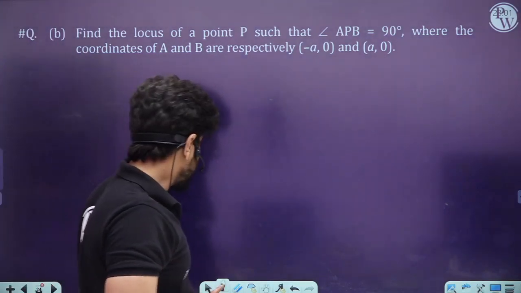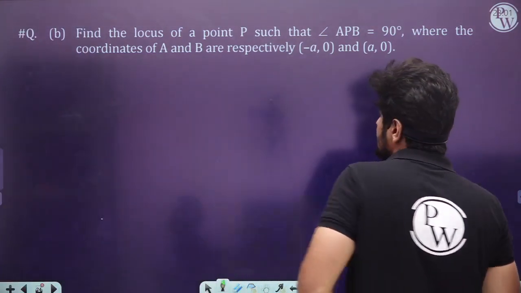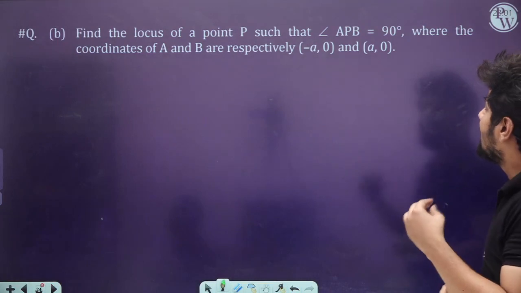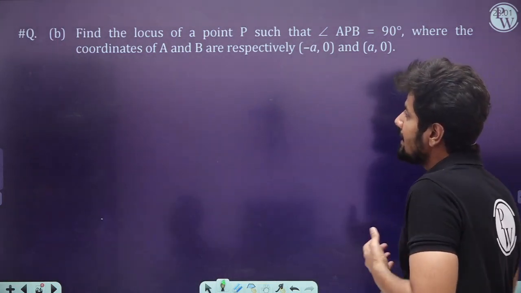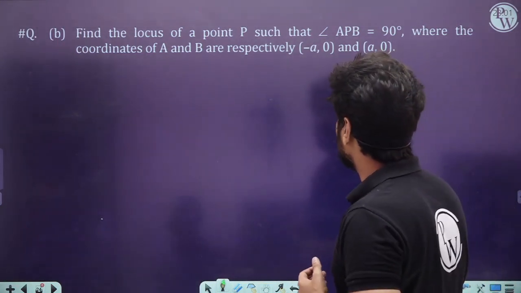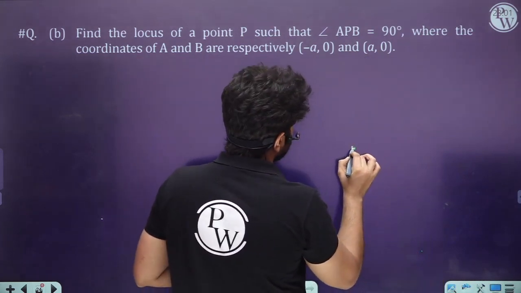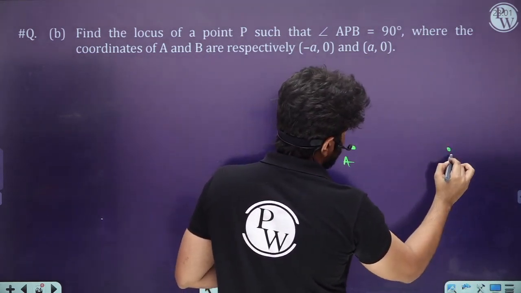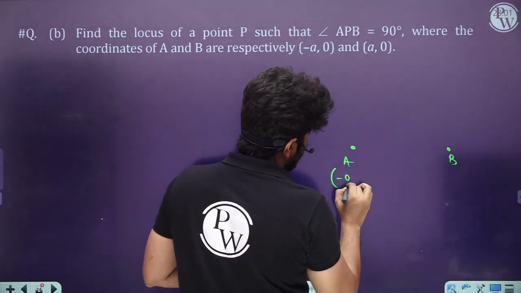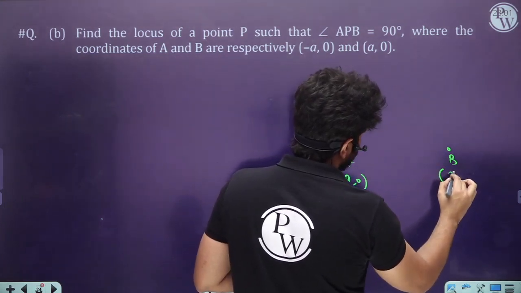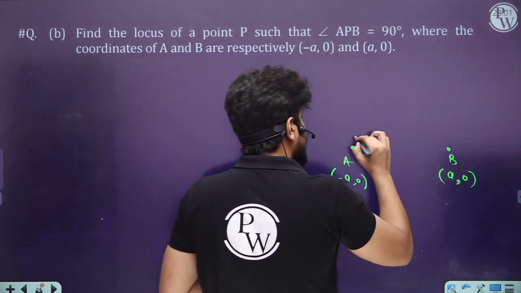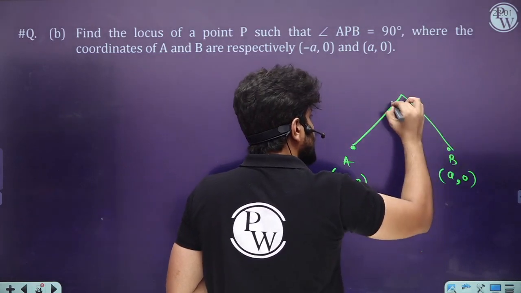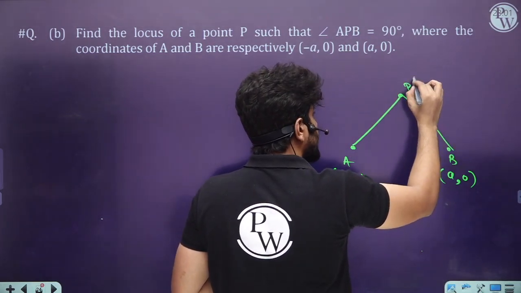Find the locus of a point P such that angle APB is equal to 90 degrees, where the coordinates of A and B are (-a, 0) and (a, 0). Okay, there's the point A, there's point B. The coordinate of A is (-a, 0). The coordinate of B is (a, 0). And there's a point P somewhere over here. Just draw a rough diagram first of all.